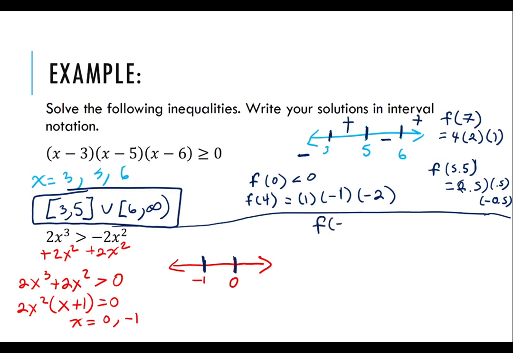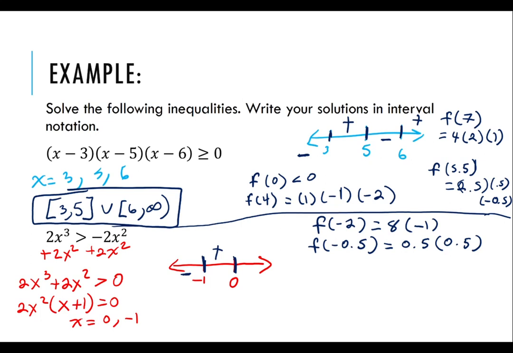So how about we calculate f of negative 2? Negative 2 squared is 4. 4 times 2 is 8. Negative 2 plus 1 is negative 1. Negative 1 times 8 is negative, so to the left of negative 1 is negative. Now pick a value between negative 1 and 0. How about negative 0.5? Negative 0.5 squared is positive 0.25. 0.25 of 2 is a half, times negative 0.5 plus 1, which is also going to be a half. And then positive times positive is positive.